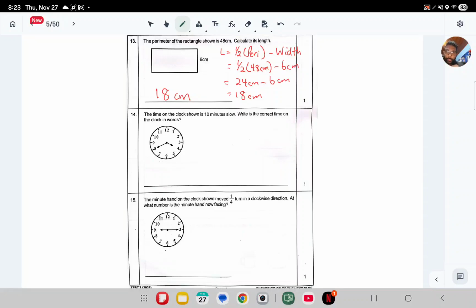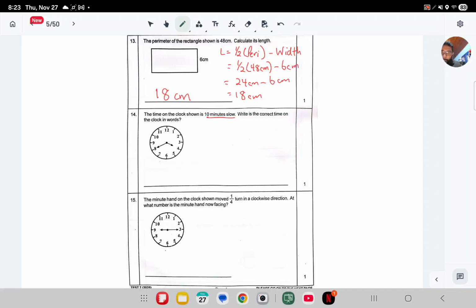Number 14. The time on the clock shown is 10 minutes slow. Write the correct time on the clock in words. So the important information here, it is 10 minutes slow. So that means it is behind the correct time. So to get to the correct time, we need to add it on.